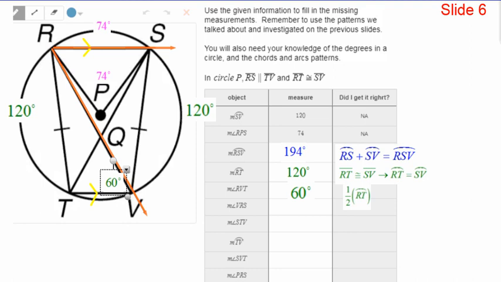Now we want to work on finding a measurement for angle VRS. So again, we mark that in our diagram, and the vertex is on the circumference of the circle. Here's another inscribed angle. And again, an inscribed angle is half the measurement of its intercepted arc. Well, the intercepted arc here is SV, 120 degrees. Therefore, half that measurement would be 60 degrees.